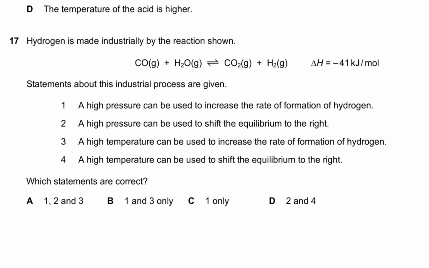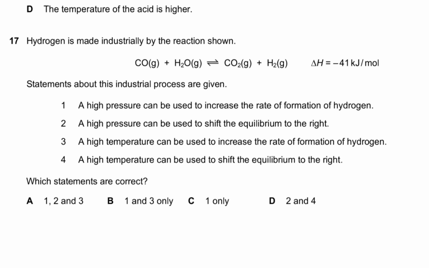Next is hydrogen is made industrially by this reaction. Carbon monoxide reacting with water, carbon dioxide and hydrogen is produced here. And statements about this industrial process are given. High pressure can be used to increase the rate of formation. If you use high pressure, the rate of formation will increase. Yes, it is an option.